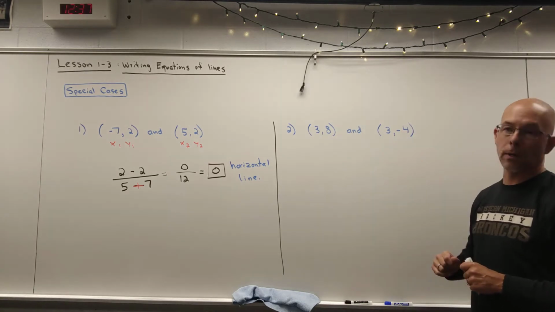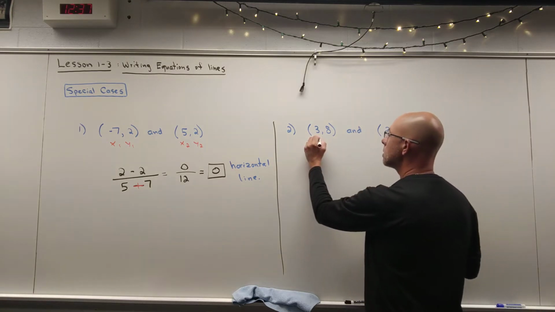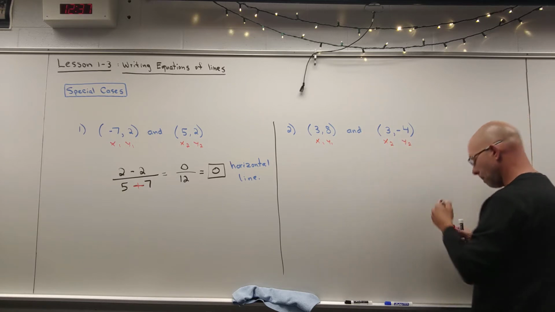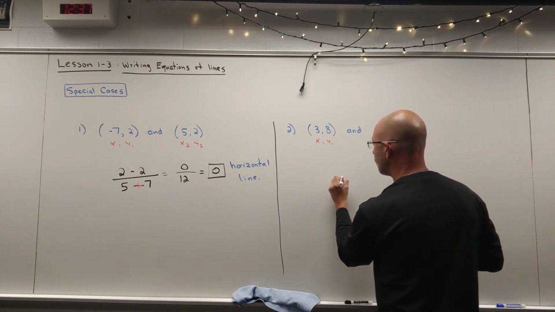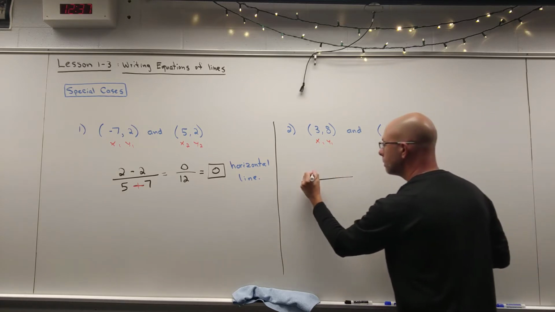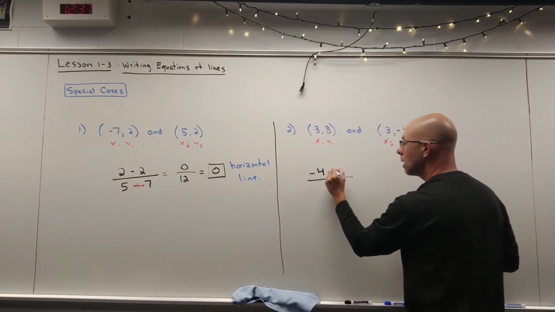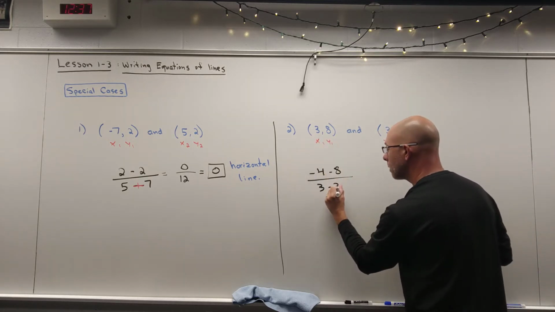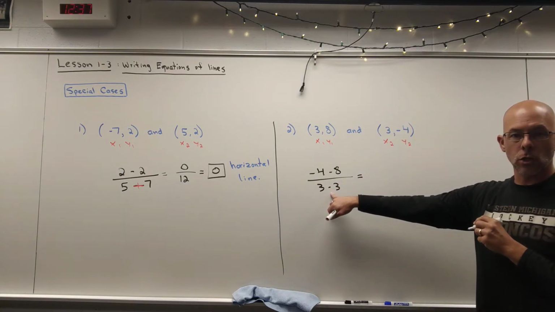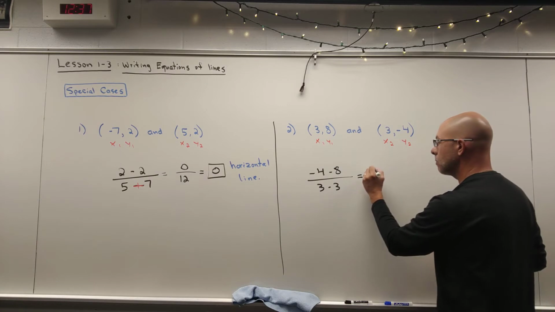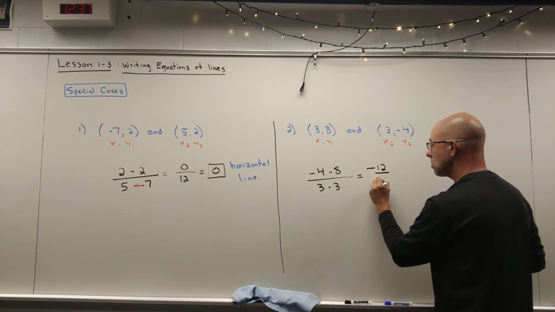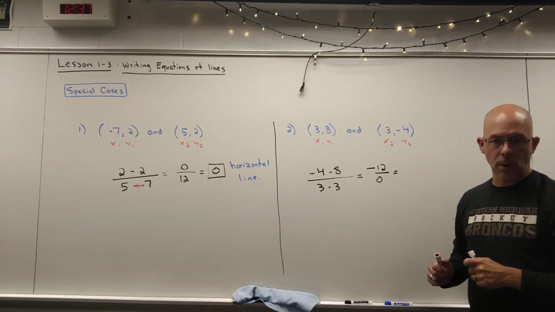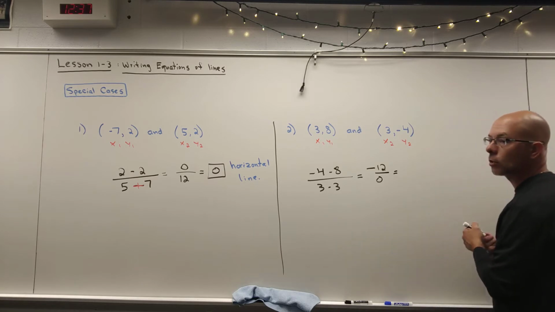Secondly, let's go to this one. If I do the slope again here, this is x1, y1 for first point, x2, y2 for second point. Doing the same calculation. y2 minus y1 over x2 minus x1. We see an issue here. Folks, negative 4 minus 8 is negative 12. 3 minus 3 is 0. Folks, that technically says negative 12 divided by 0. You can't divide something by 0. That's called undefined.